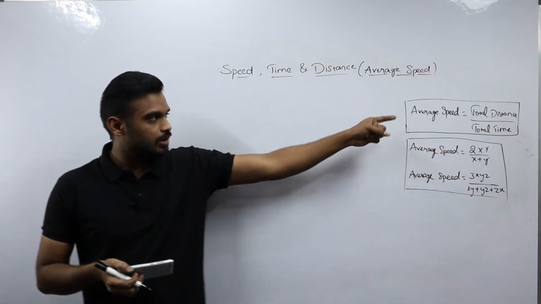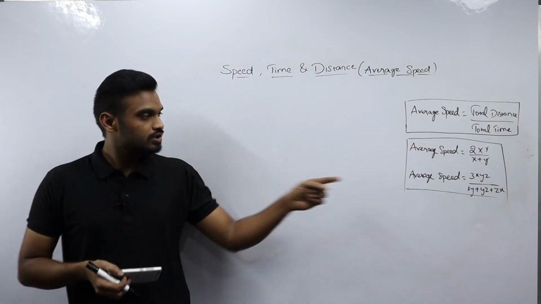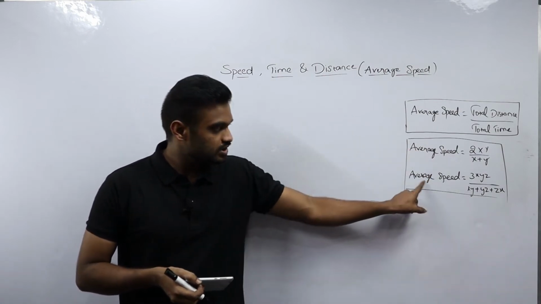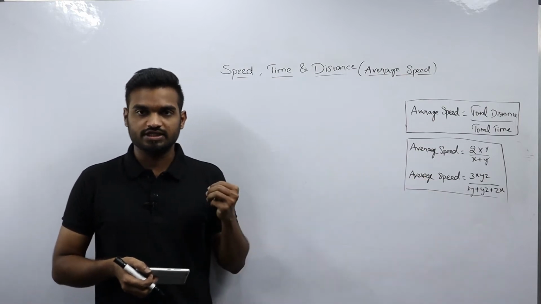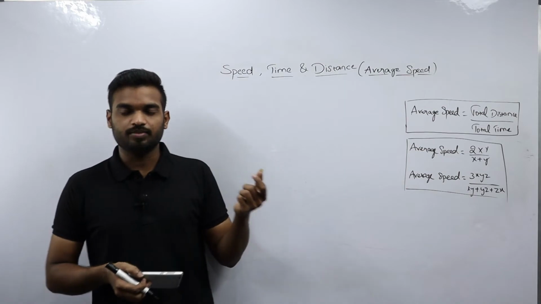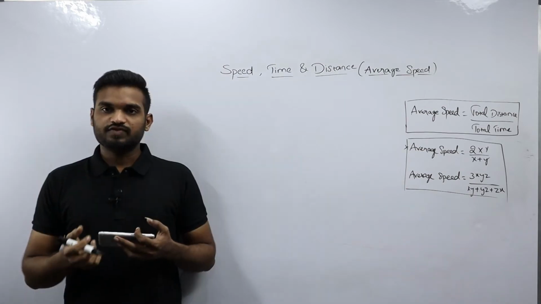I have written all the formulas and also the definition here so that you can understand when I am solving the problems. Okay, this is the average speed formula when there are two equal distances. Okay, this is the average speed formula when there are three equal distances. Okay, here x, y and z are the speeds taken by the vehicle or person to cover the distance. Okay, now let's see the first problem.